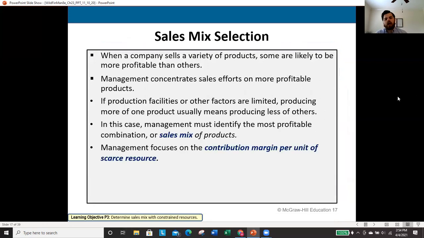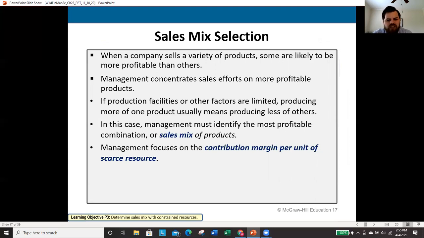Now, for my next piece, we want to look at what is called sales mix selection. So I'm wanting to look at how I choose which product to prioritize when I have limited available factors of production. So in this case, a company will sell a variety of products, and of course, some will likely be more profitable than others. So how does management decide which products to focus on? Well, of course, we want to focus on the products that are most profitable.